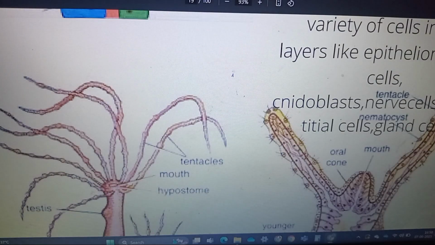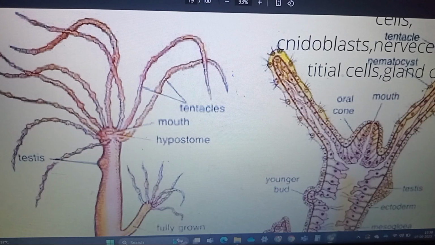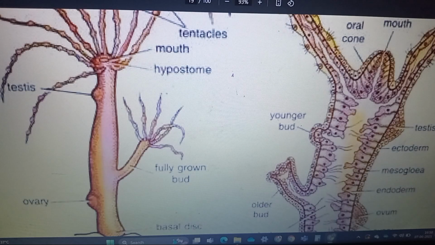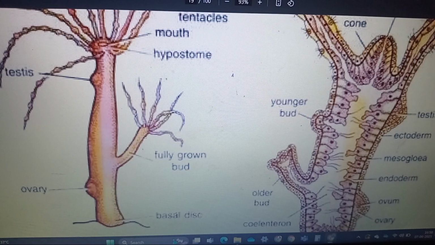In fresh water, an example is this hydra. They are diploblastic, with the body developed from two layers, ectoderm and endoderm. The intermediate layer is called the mesoglea.